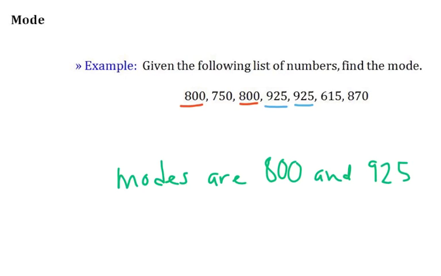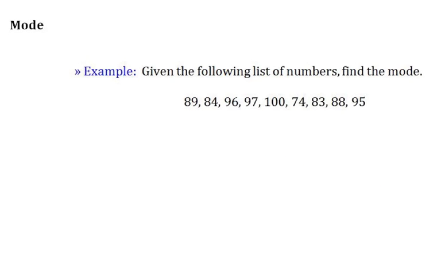Alright, last example. Again, finding the mode. Our list of numbers this time: 89, 84, 96, 97, 100, 74, 83, 88, 95. Okay, so in this list, we will notice after observing or reading the numbers out loud that no number was repeated. So this would be an example of where there is actually no mode. No number occurs more than once.